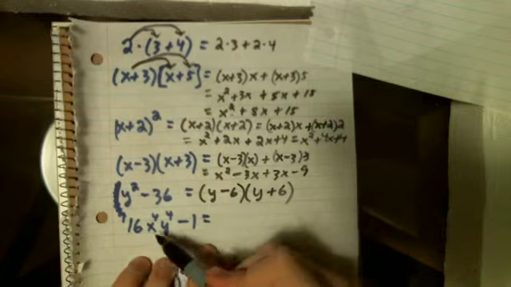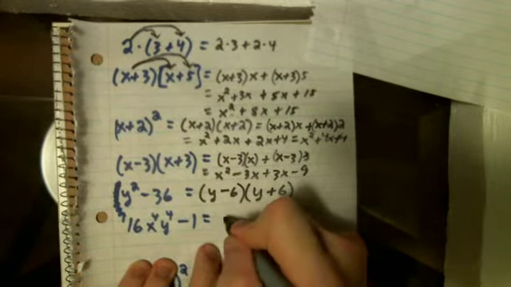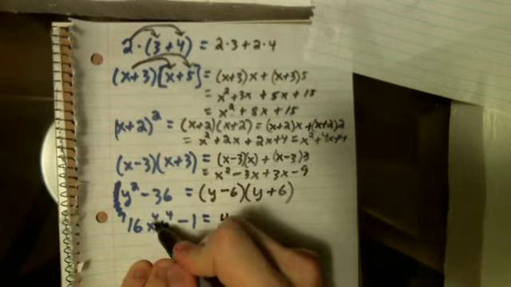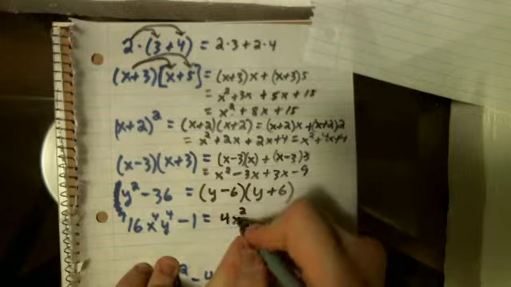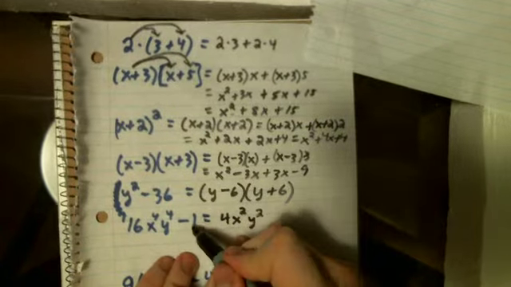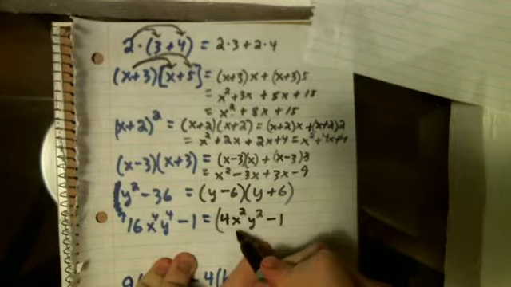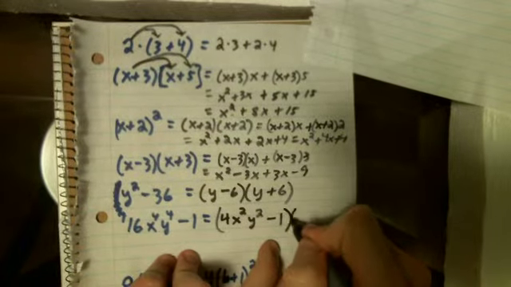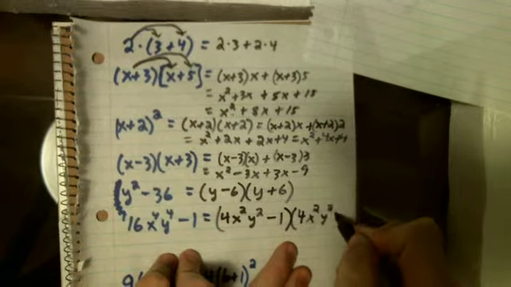Well, if we want to factor this, we have to take the square root of this first term. Square root of 16 is 4. Square root of x to the fourth is x squared. Square root of y to the fourth is y squared. And then square root of 1 is 1. So I should do 4x squared y squared minus 1 times 4x squared y squared plus 1.